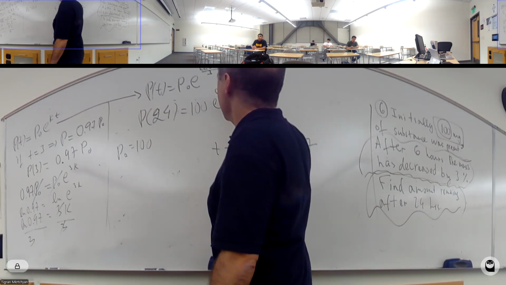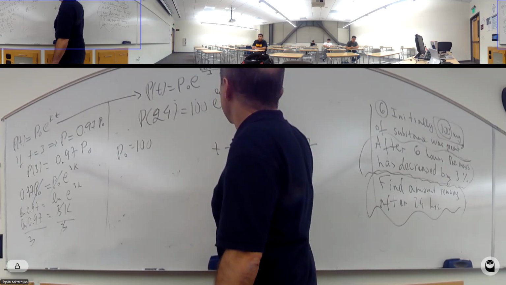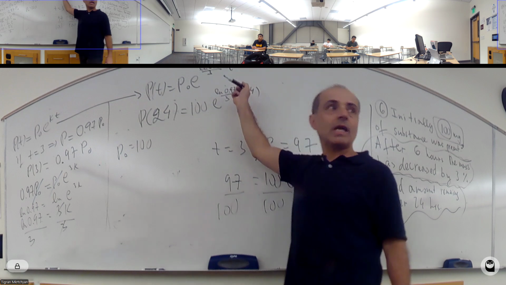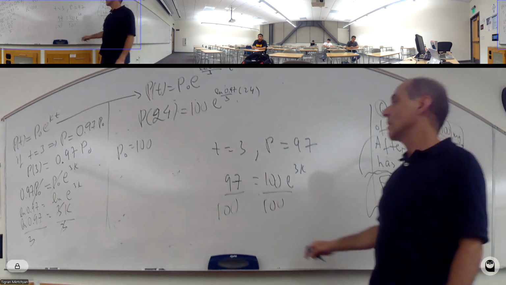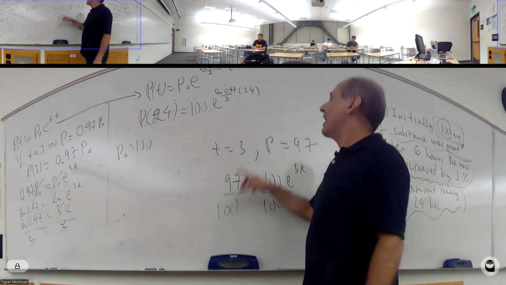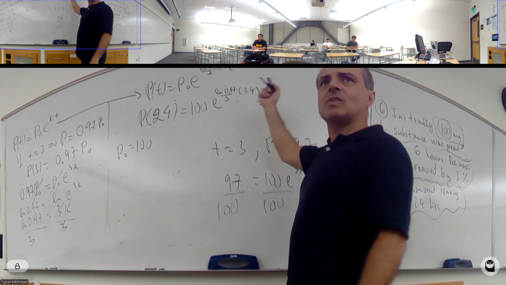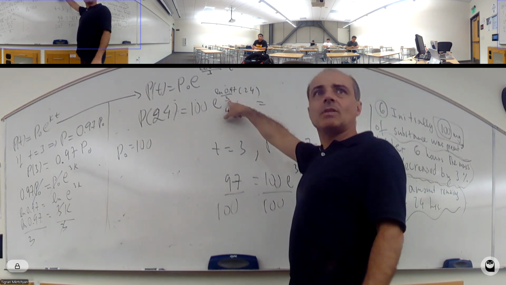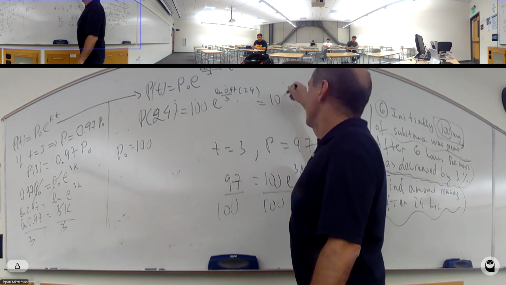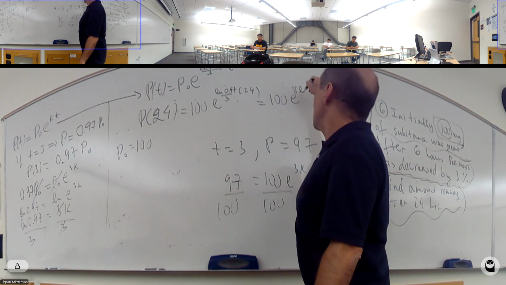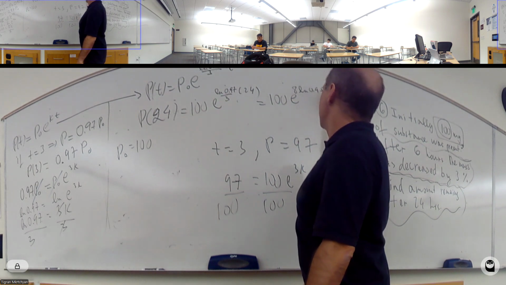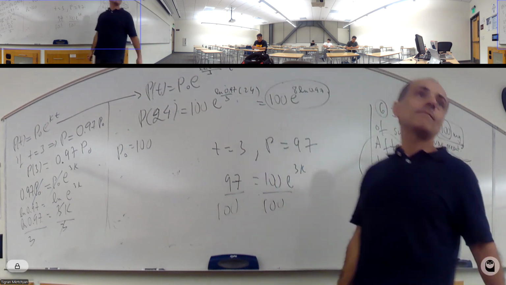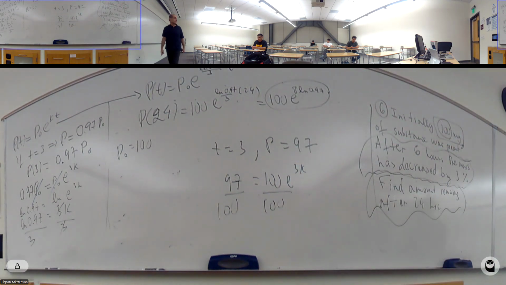0.97 over 3, and then T is what? 24, right? T is 24. It is almost there, but 24 and 3 will become an 8. So can I rewrite this as that? And this is some number in your calculator. I cancel 24 and 3. Everybody okay with that? Okay.